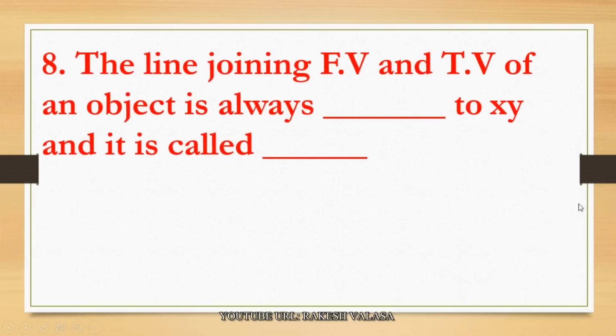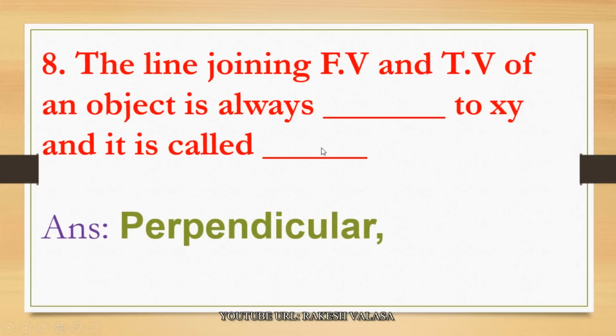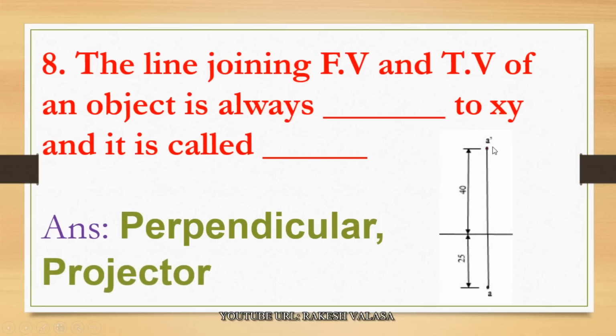Question number 8. The line joining the front view and top view of an object is always dash to XY and it is called dash. The first blank is perpendicular, the second blank is projector. You can see this image. Here the line joining the front view and top view of an object is always perpendicular to XY. This line is called the projector.